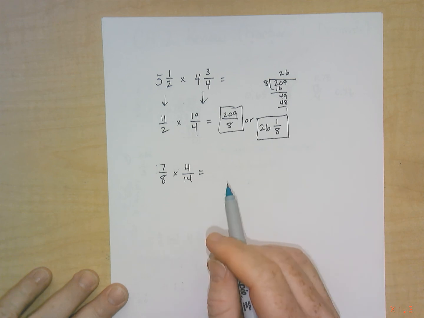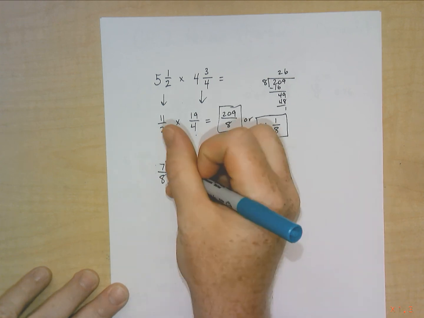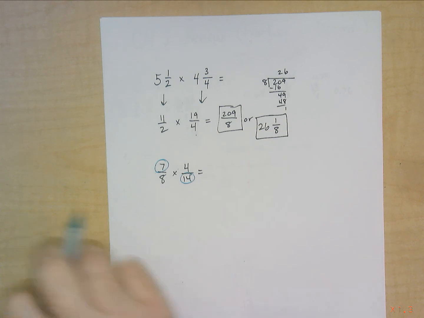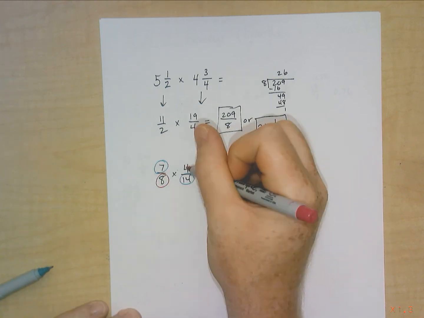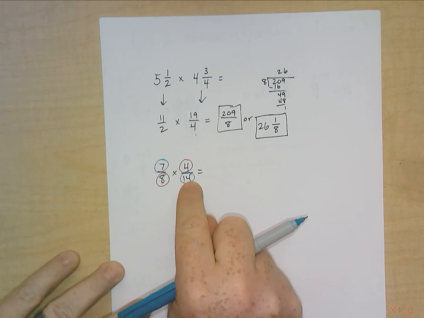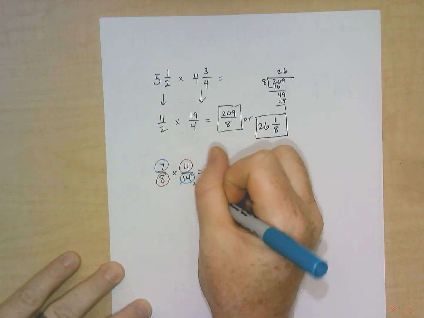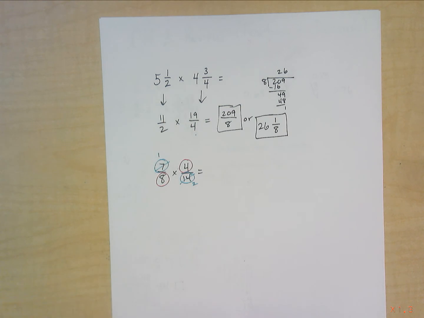It can get messy. The best solution here is to try to look at your diagonal numbers, your numbers that are opposite of each other here. Okay, you want to find out what's the greatest common factor that can go into both of those. So what can go into 7 and 14? Well, 7 can go into 14 2 times. So cross that out with 2, cross this out, put 1.